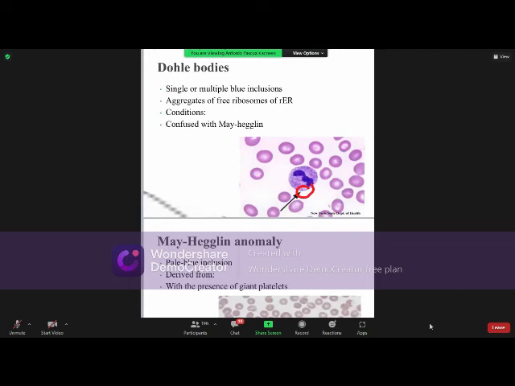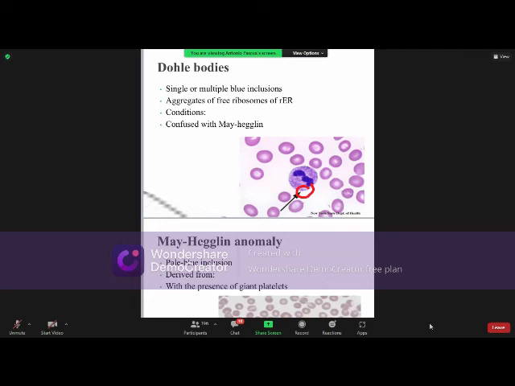Nagdikit-dikit sila. And it happens whenever your patient has infection or is experiencing toxic states. Ano uli yung kanina na makikita nyo during infection and toxic states? Alder-Reilly. Hindi Alder-Reilly. Nilinaw ko na nga kanina yan. Toxic granules, not Alder-Reilly. When do you see Alder-Reilly?